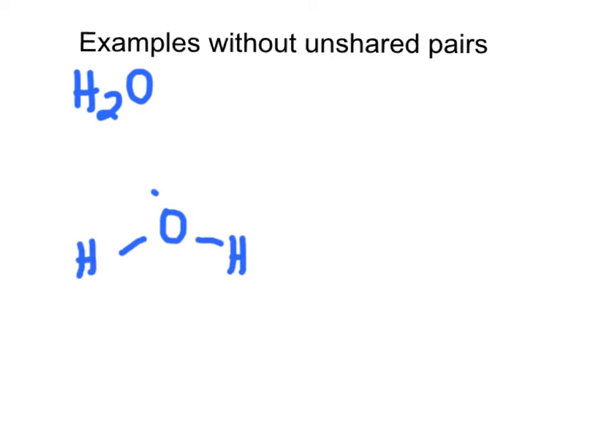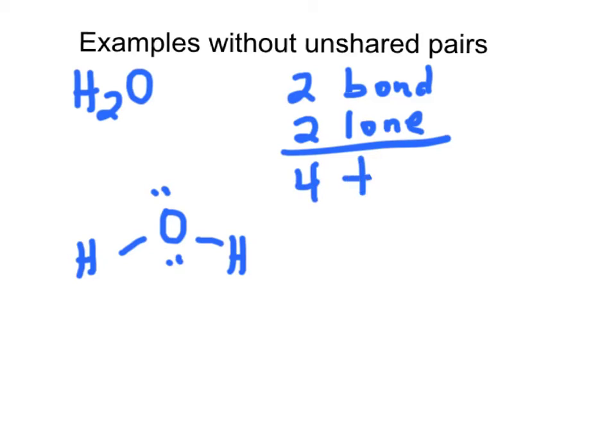Our next example is water. So water has a formula of H2O. The Lewis dot diagram puts oxygen in the center, surrounded by 2 hydrogens. And that'll give us 2 bonding areas on the central atom. It'll give us 2 lone pairs on the central atom, and so that's a total of 4 electron areas.